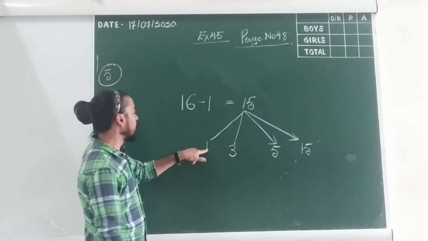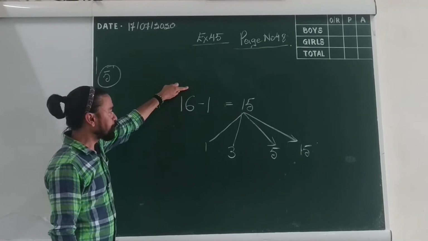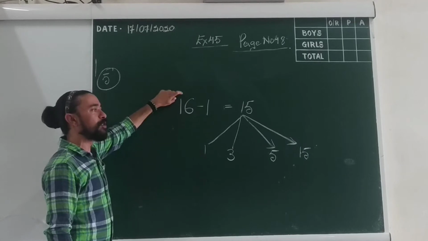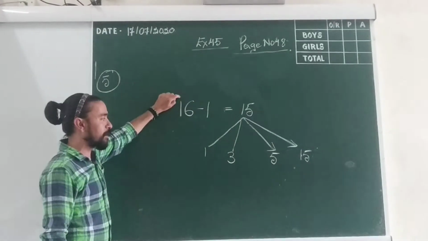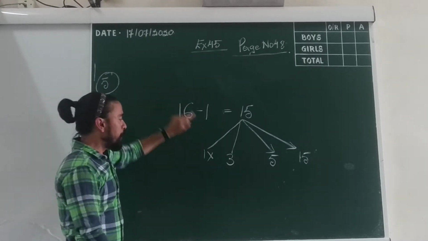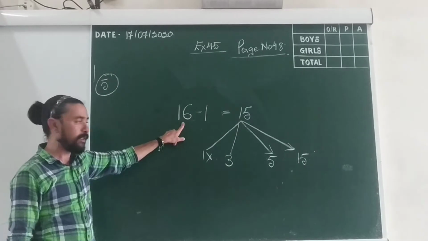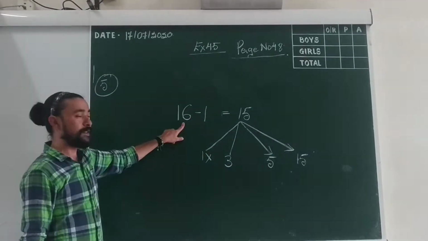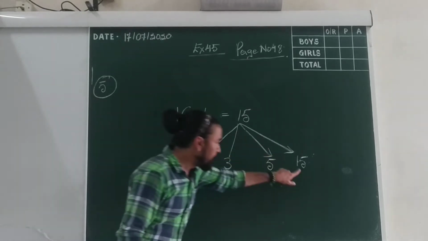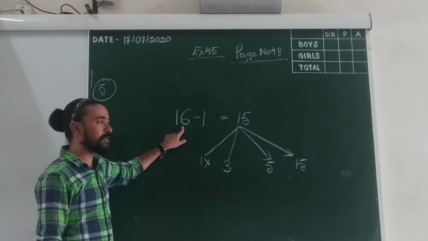1 won't be there because 1 fifteens are 15. And 1 won't leave the remainder because 1 is a universal number. It divides the number completely without leaving a remainder. So we have to just leave out number 1. But 3 will divide 16, leaving a remainder of 1 because 3 fives are 15. 5 will divide 16, leaving a remainder of 1 because 5 threes are 15. And 15 will divide 16, leaving a remainder of 1 because 15 ones are 15.